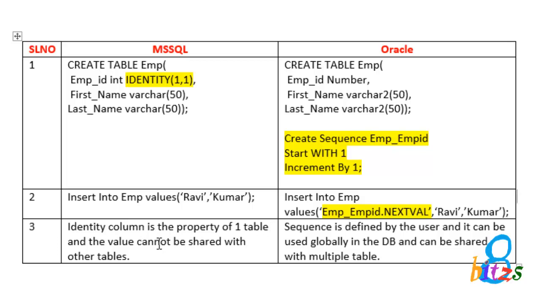An identity column is a property of one table and cannot be shared with other tables, but a sequence is defined by the user and it can be used in any number of tables.